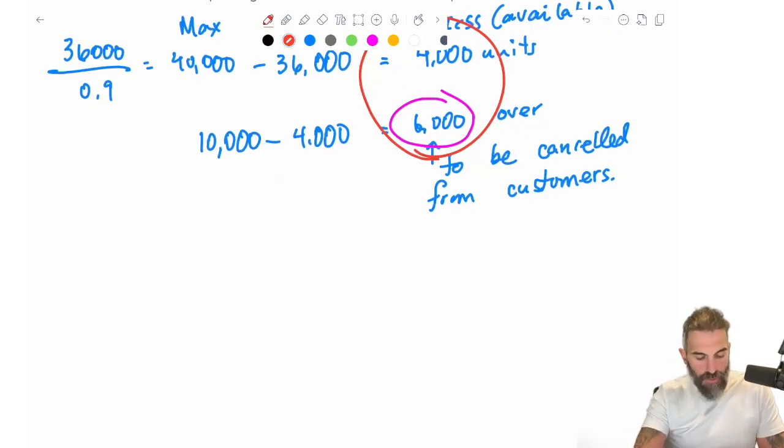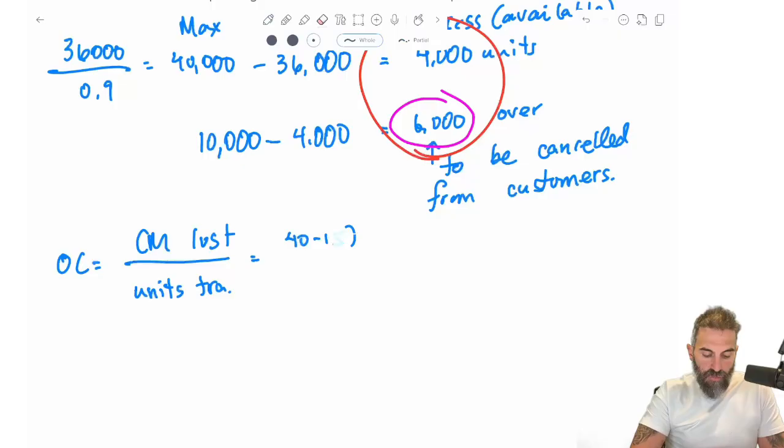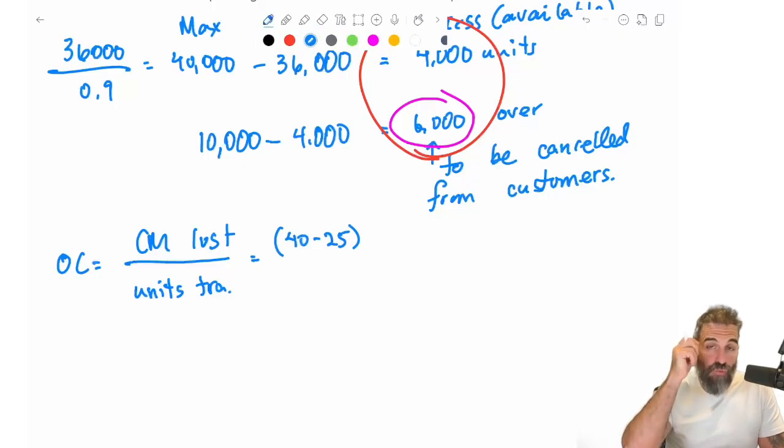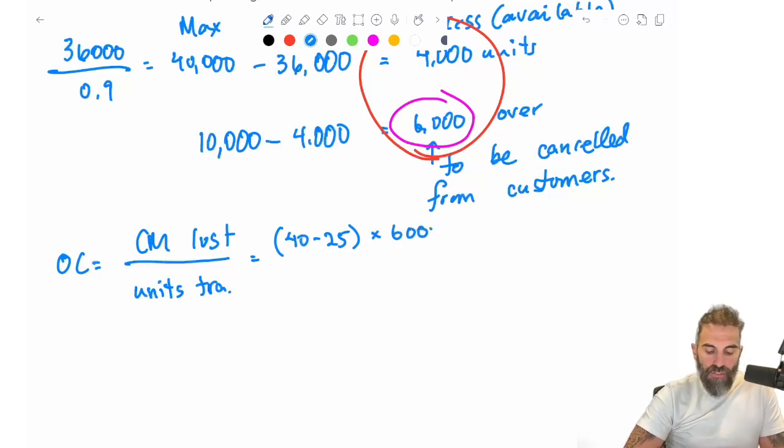So let's go through the steps, okay? Step 1, get your opportunity cost. So contribution margin lost over units transferred. So I would lose 40 minus 25. That is your external contribution margin. We sell the lamps for $40 externally. We produce them for $25 externally. But I would only lose 6,000 units.